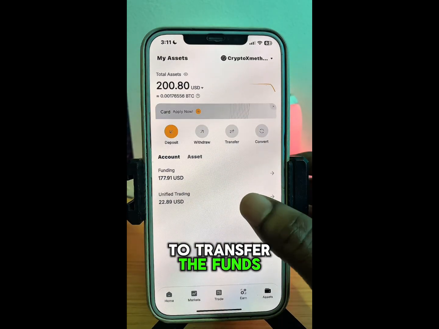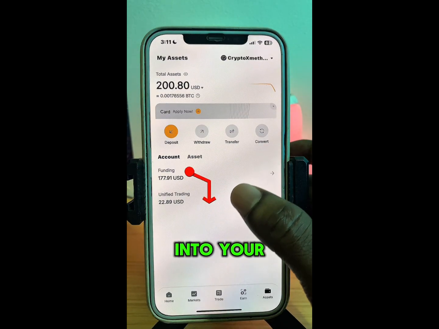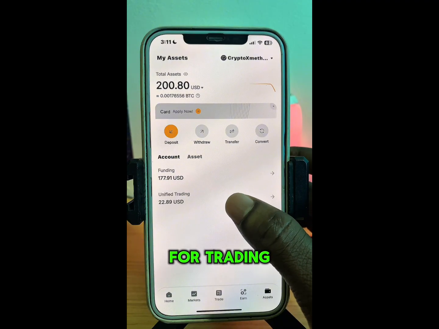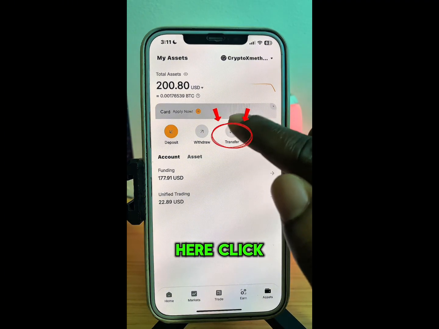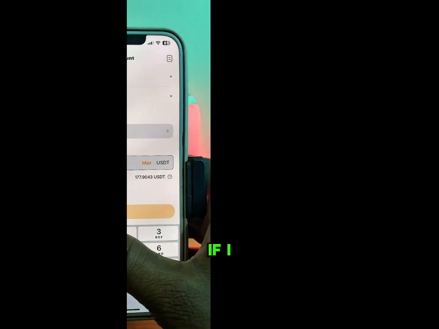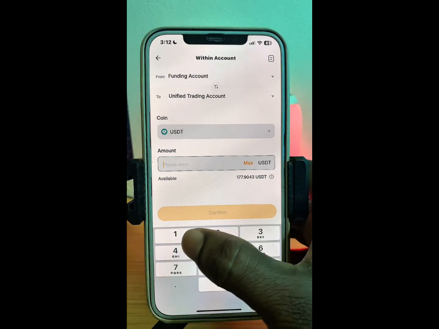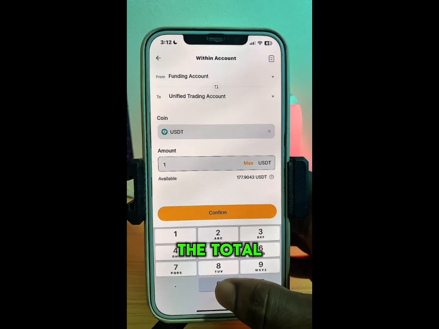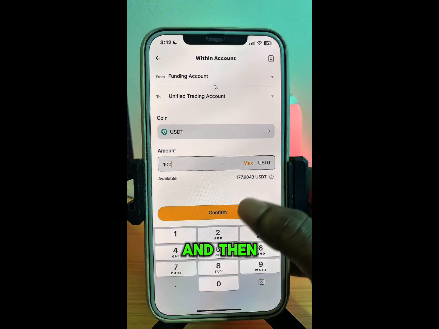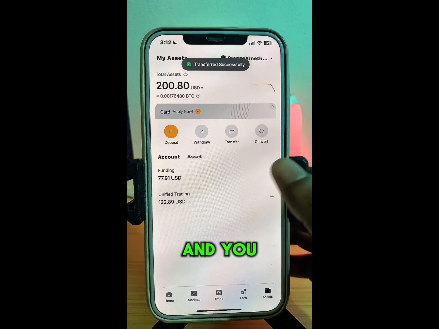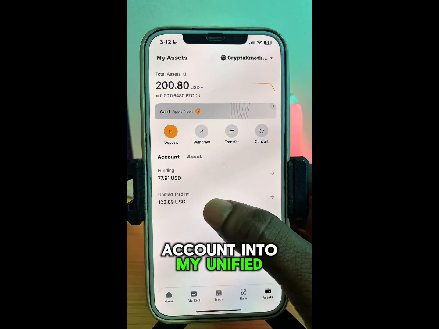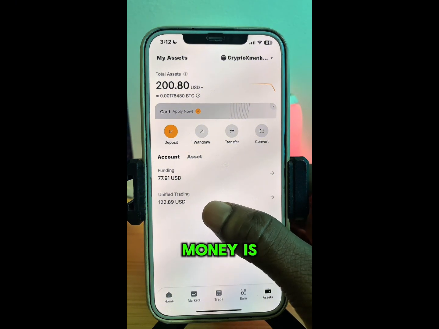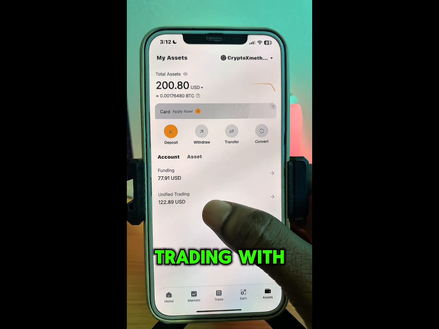To transfer the funds from your funding account into your unified account for trading, all you have to do is click on the transfer button here. If I want to trade with $100, all I would do is enter the total amount of $100 and then click on transfer. And you can see that the money moved from my funding account into my unified account, which means that the money is ready for me to start trading with.